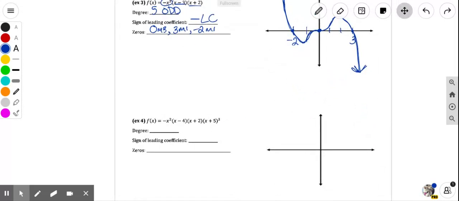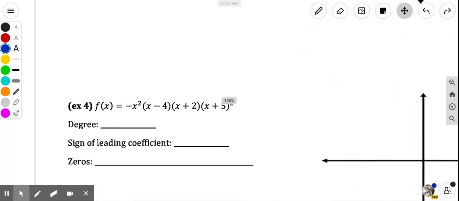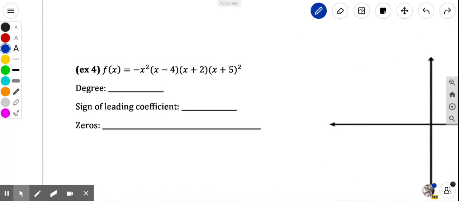Okay, let's look at the next one. Okay, so for degree we have 2, 1, 1, and 2. So 2 plus 1 plus 1 plus 2. It's going to be 6, which is an even degree. Sign of leading coefficient is negative.